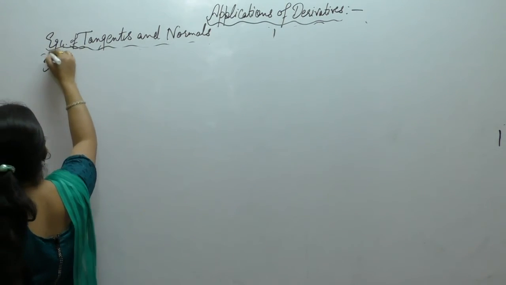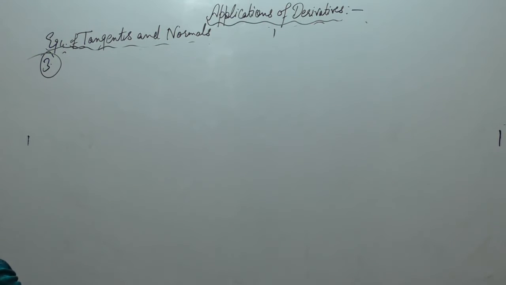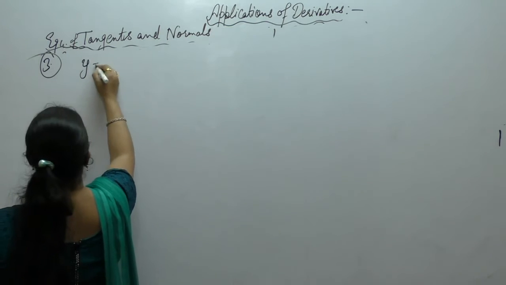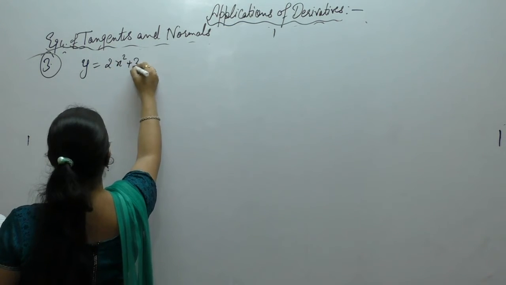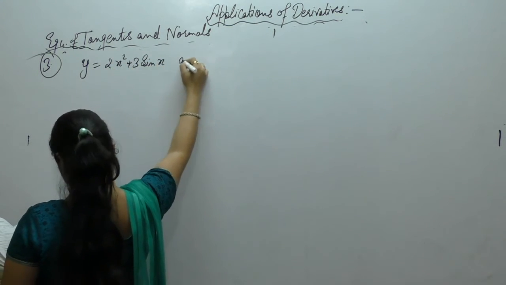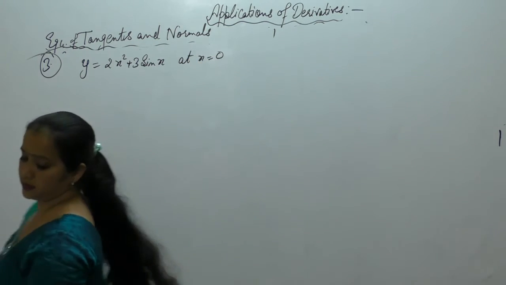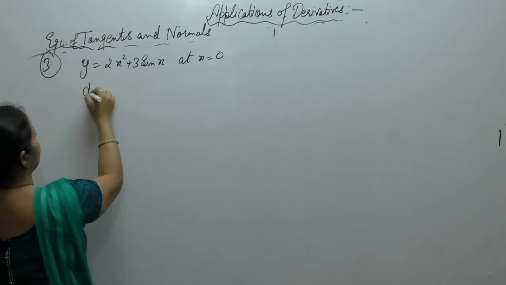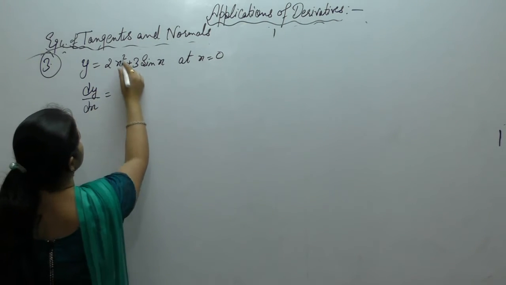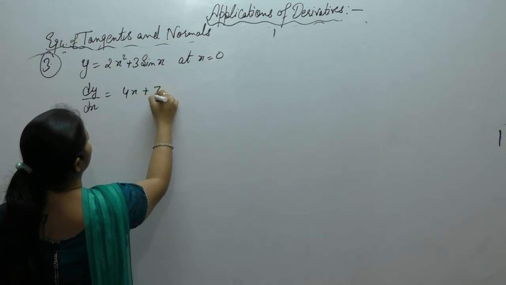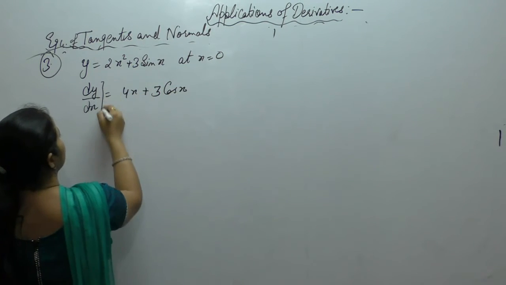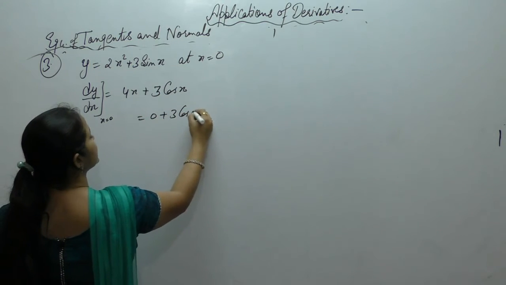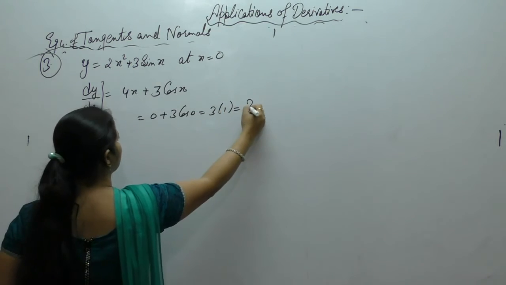Now the next one is find the equation of normal to the curve y equals 2x square plus 3 sin x at x equals 0. Now this is the equation. First differentiate: dy upon dx is 4x plus 3 times the derivative of sine, which is cos. At x equals 0, cos 0 is 1, so 3 into 1 is 3.